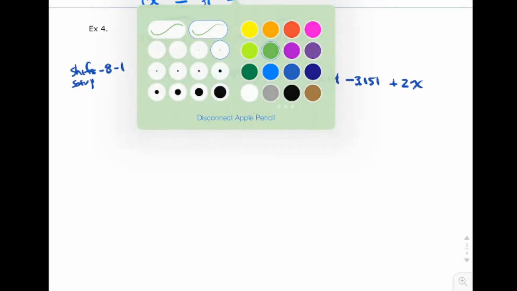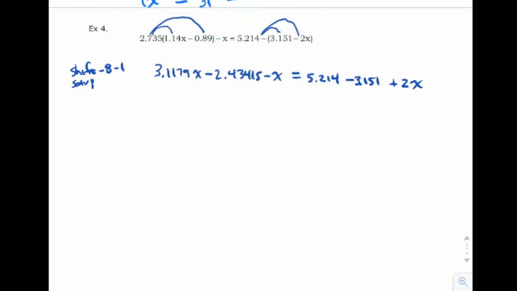Next step, combine like terms. And again, stay on your sides when you're combining like terms. I have an x term. I have an x term. This is like a negative 1x, right? So I got a 3.1179x, take away an x, is a 2.1179x. And then this number is just there by itself, so minus 2.43415. So I've simplified my left side.